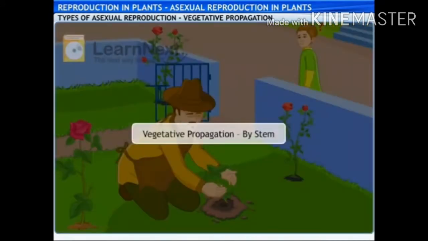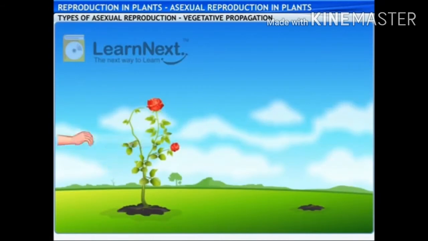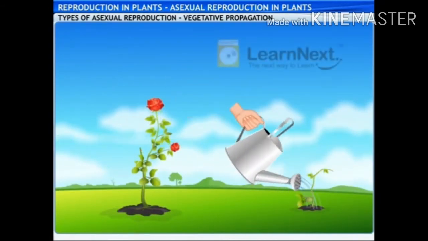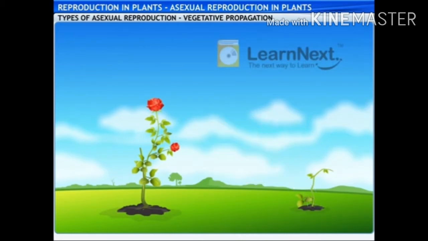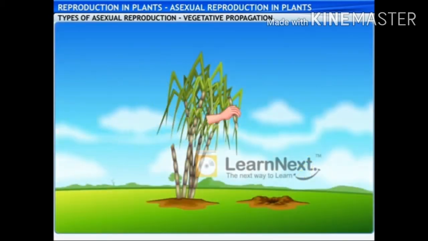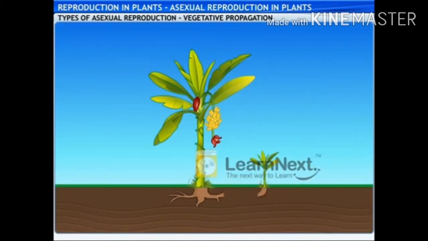I guess so. The rose plant can be grown by cutting off a part of its stem with 2 or more nodes and planting it in the ground. A node is a part of the stem from where a leaf arises. This stem grows into a new rose plant. Plants using the vegetative method of propagation include sugarcane, banana, and grapes.